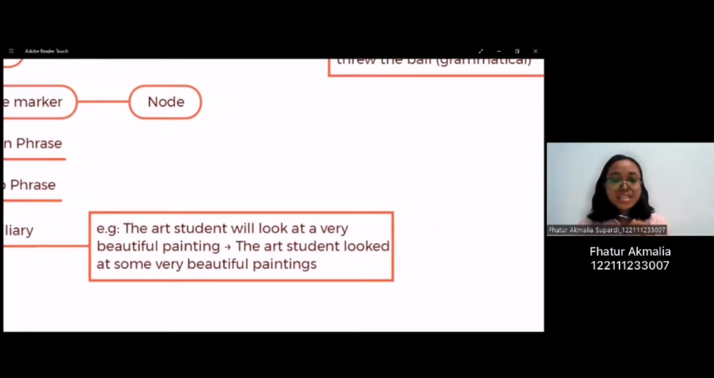However, tense is indicated by an inflectional bound morpheme for some past tense verbs, such as in this sentence, the art student looked at some very beautiful paintings. In this case, the auxiliary is considered part of the form of the main verb, but the auxiliary is often still put in the phrase marker even though there is no separate word. The inflectional morpheme ed at the end of the word look converts the verb to the past tense.